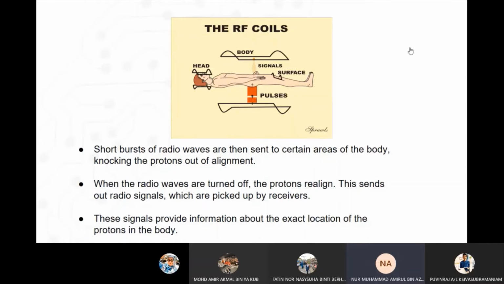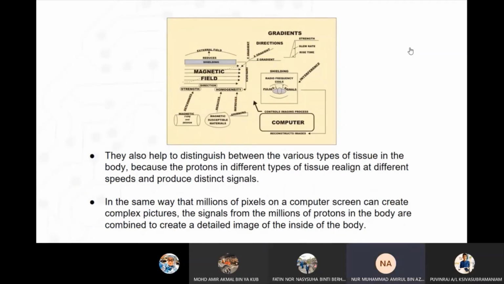This sends out radio signals which are picked up by the receiver. These signals provide information about the exact location of the protons in the body. They also help to distinguish between the various types of tissue, because protons in different types of tissue realign at different speeds and produce distinct signals. In the same way that millions of pixels on a computer screen can create complex pictures, the signals from the millions of protons in the body are combined to create a detailed image of the inside of the body.